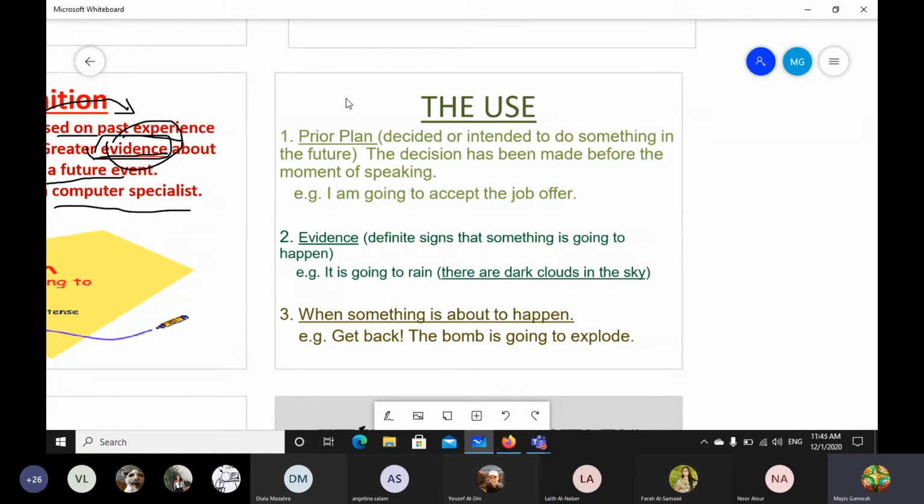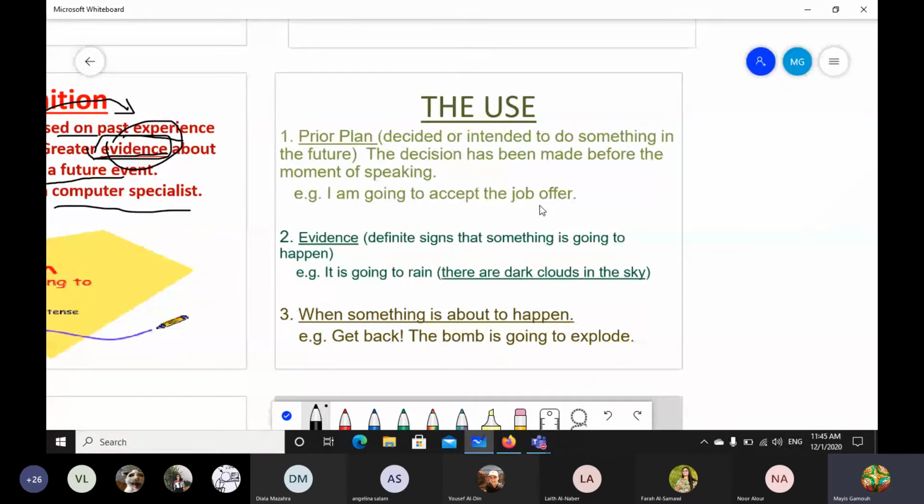Prior plan. What do I mean by prior plan? In order to explain it, let's see: decided or intended to do something in the future. So the decision has been made before the moment of speaking. What do I mean by that? Let's look at the example in order to explain the use. I am going to accept the job offer. So I had a job interview, and they offered me the job.